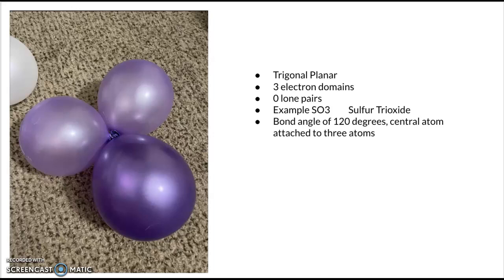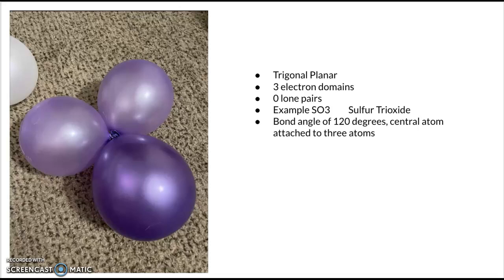So it has 3 electron domains, so of course just those 3 purple balloons. It has 0 lone pairs. And then one example I did want to include is sulfur trioxide, and if you wrote that out, it would be SO3. I did want to make sure I included the name and how to properly write out the sulfur trioxide, just so you can kind of, it helps me, so I think it helps other people. And then the bond angle is 120 degrees. Central atom is attached to the 3 atoms.